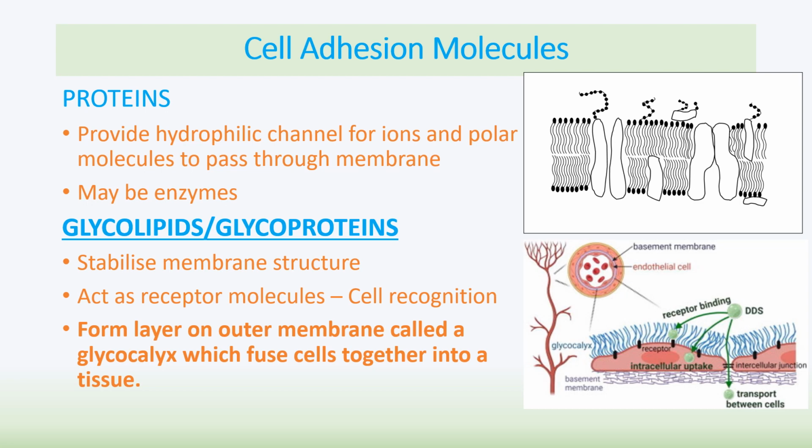Proteins may also be enzymes such as ATP synthase, and glycolipids and glycoproteins can also stabilize the membrane structure, but the main thing you'll talk about them doing in this course later on is acting as receptor molecules for cell recognition, and also within bacteria, where they become the antigens that our white blood cells recognize as being non-native to the body. And they will also form a layer, and this is quite important, hence it's in bold. They'll form a layer on the outer membrane called a glycocalyx, and the glycocalyx allows the fusing of cells together. So they're an outer layer that holds the two cells together to make a tissue. So remember, a tissue is a group of cells working together for the same function.